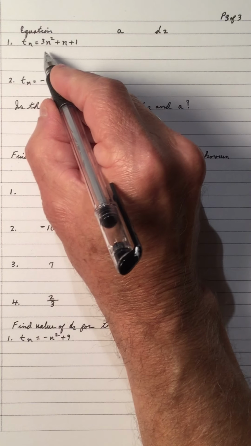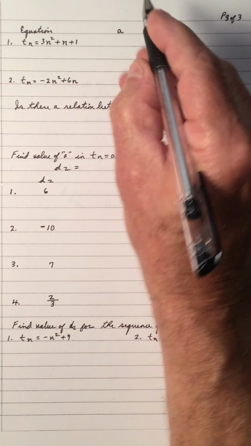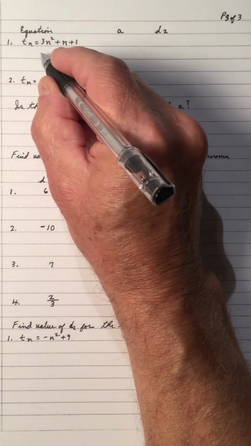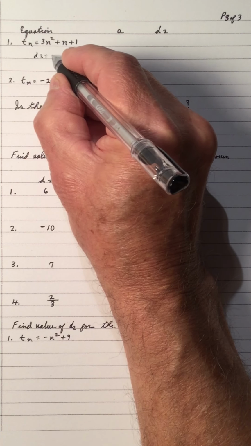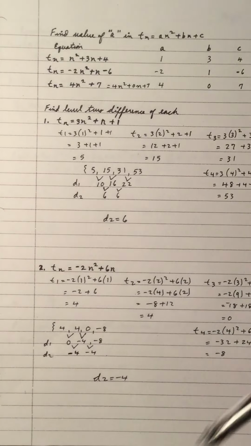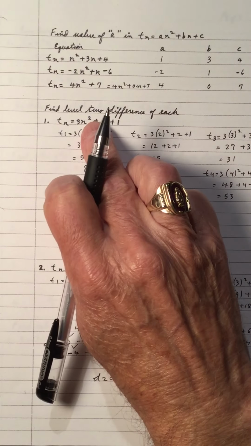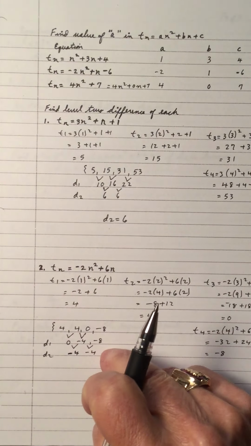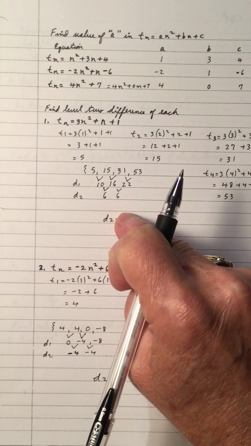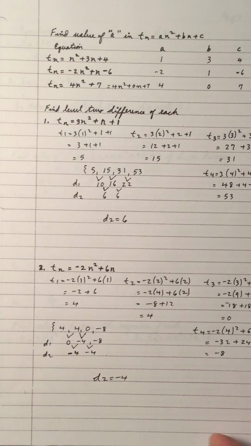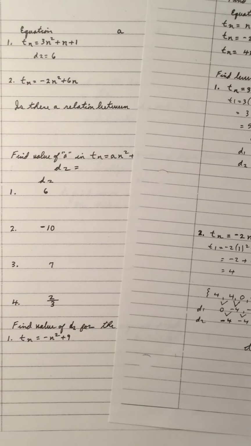In the previous equation that we did on the other page, we found that D2 was 6. I'll show you that. D2 is 6. It's the same equation. These two equations are over on the other side. So this one got a D2 of 6, this one got D2 is 4. So they're the same equations.